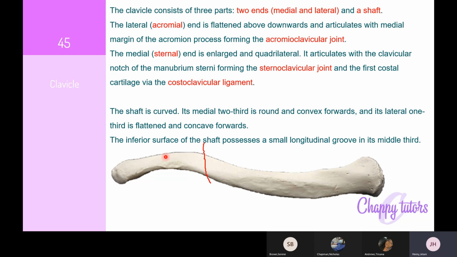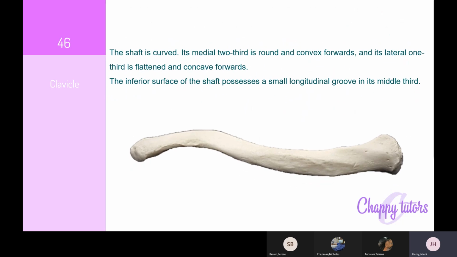Along the inferior surface, which you can't see here yet, we have a longitudinal groove in the middle third of the shaft of the clavicle. I'll show you that just now. Okay, so this slide repeats what I said just now for some reason. Again, the medial 2/3 is round and convex forward, and the lateral 1/3 is flattened and concave forward, right? So there's a concave curvature here.